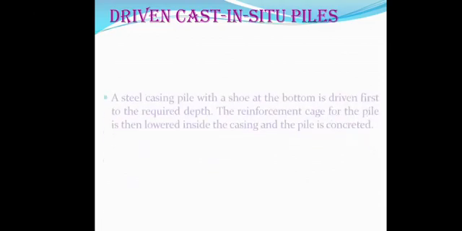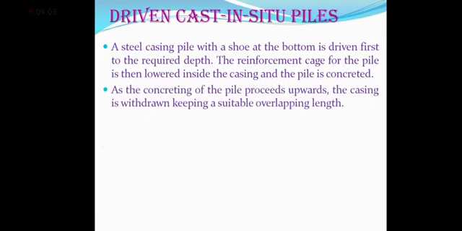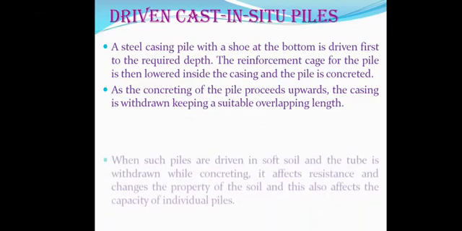Next is driven cast in situ pile. Previously, we saw precast piles that are made in the shops, and cast in situ means when we are casting the pile at the site. The steel casing pile with a shoe at the bottom is driven first to the required depth. The reinforcement cage for the pile is then lowered inside the casing and the pile is concreted. As the concreting of the pile proceeds upward, the casing is withdrawn, keeping a suitable overlapping length.